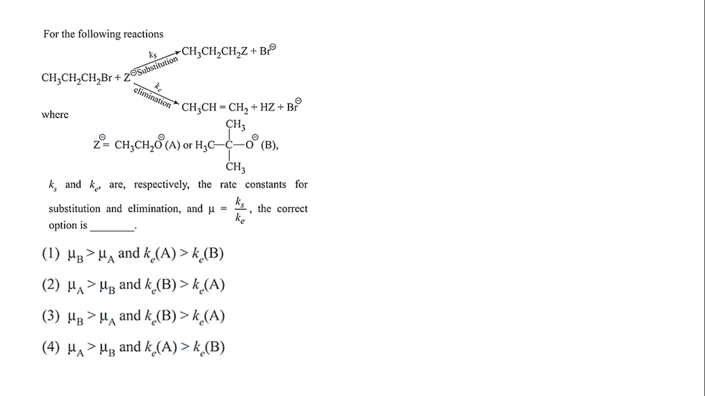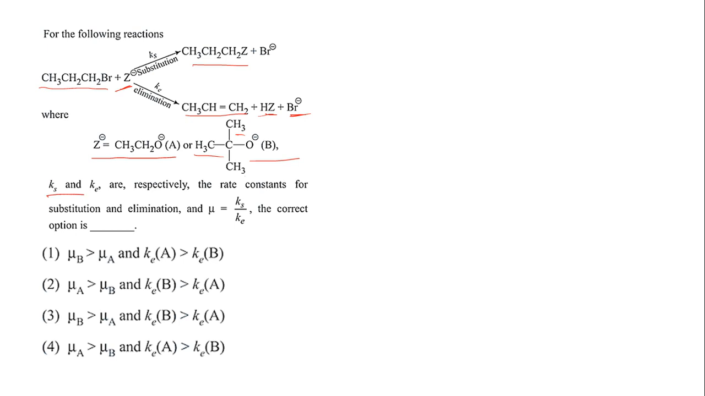Next problem. Now in this problem elimination concept is also present. So what it is saying, for the following reactions, what is the reaction? CH3CH2CH2Br, Z is the nucleophile, Z minus. Now when it is substitution, this is your product. If it is elimination, this is the product, where HZ is removed and Br minus is also removed. Now Z minus, that is a nucleophile, it can be either A, CH3CH2O minus, or it can be B, (CH3)3CO minus, that is tertiary butoxide. Okay, so 2 different types of nucleophiles are there.